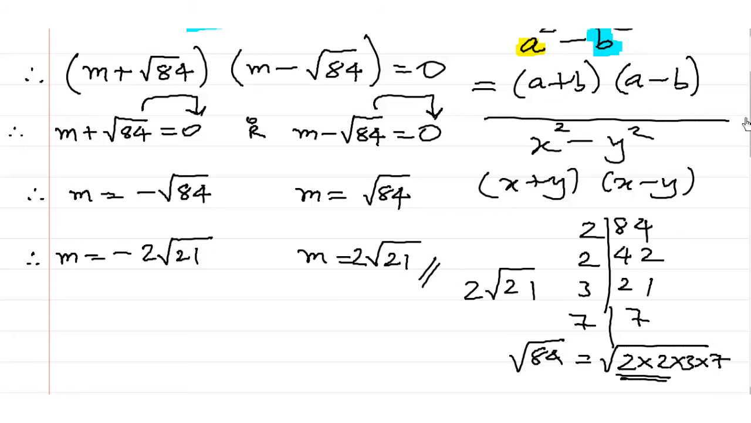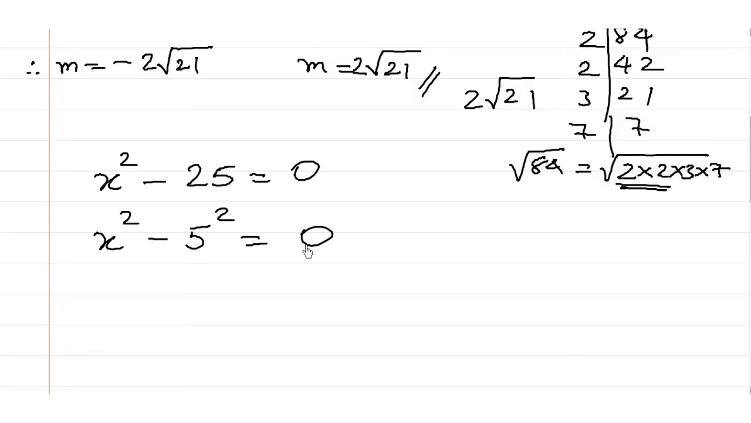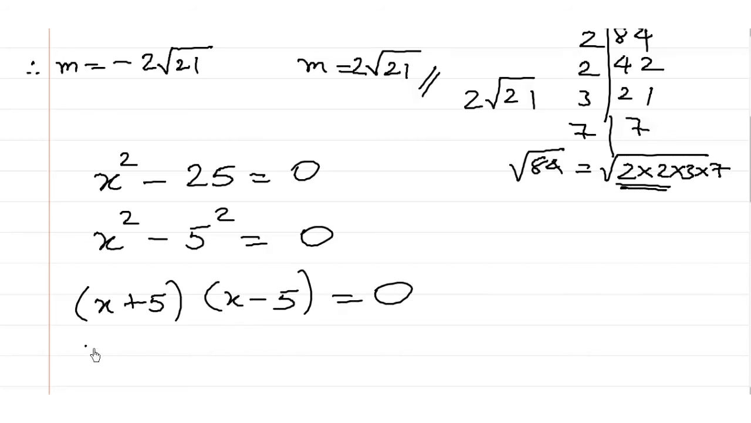So I'll just show you another type. Let's say the sum is x square minus, let's say, 25 is equal to 0. So we can rewrite this as x square minus 5 square is equal to 0, because 5 square is 25. 25 is a perfect square. So we can rewrite this as x plus 5, which is a plus b, x minus 5, which is a minus b. And that means either x plus 5 is equal to 0, or x minus 5 is equal to 0.